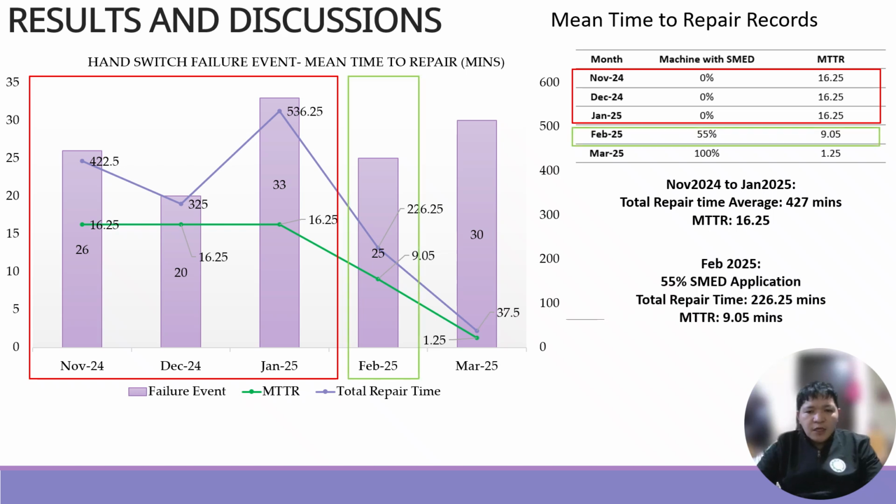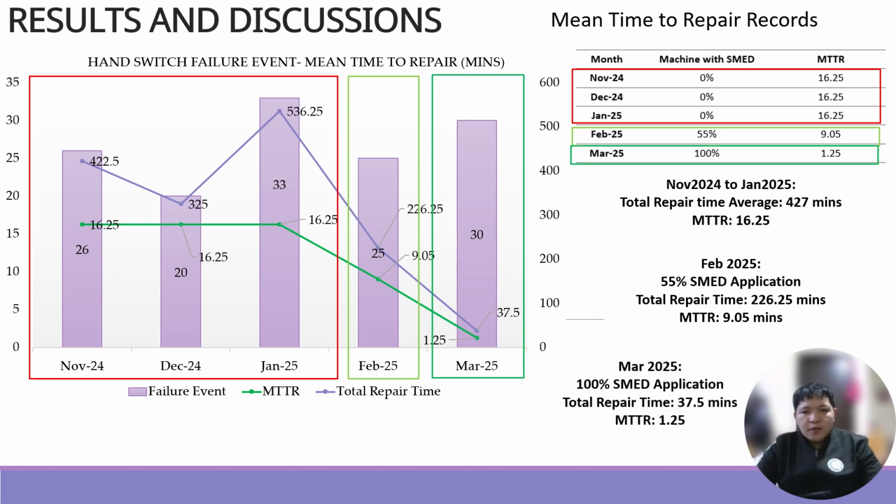And also for February, we can see after the application of the SMED at 55% of all production machines, the total repair time reduced down to 226.25 minutes. And also the MTTR significantly dropped to 9.05 minutes. Given the fact that the failure events are very similar or comparable with the previous three months, which are November, December, and January.